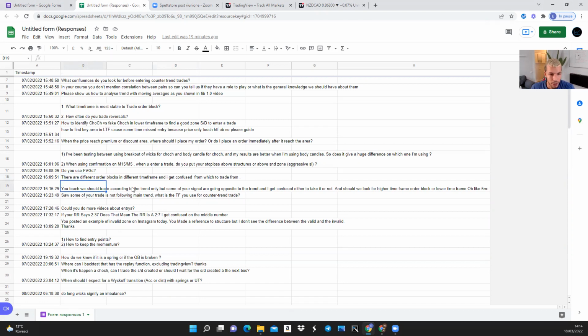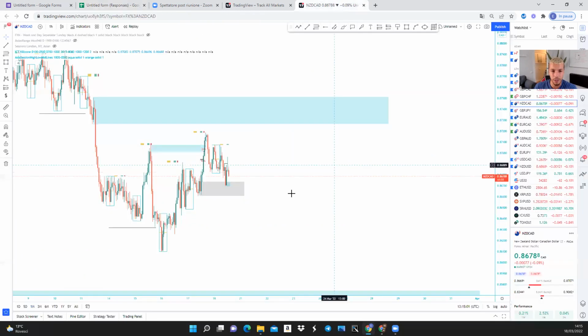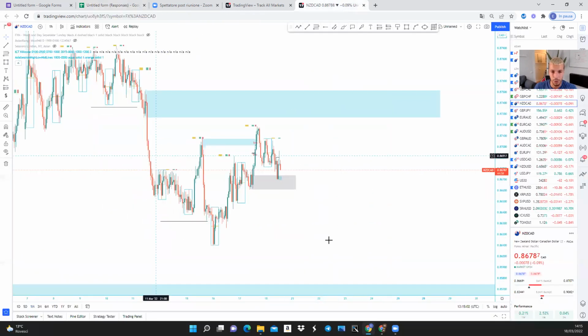You teach you should trade according to the trend, but some of your trades are against the trend. This depends which trend you are referring to. If you look at the daily, maybe it is against the trend. If you look at the 4 hours, maybe it is with the trend. If you look at the 1 hour, maybe it is even different. If you look at the 5 minutes, it is different again, which is your timeframe of reference. Now, if you're actually referring to my timeframes of reference, and you say it is against the trend, here is the explanation that we have.